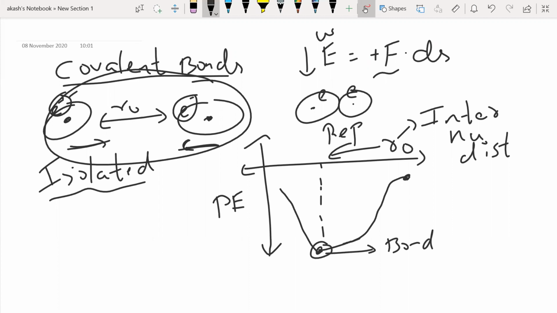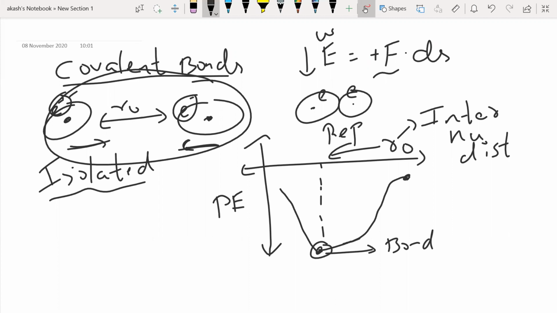Okay, hope you understand, right? This is the point where I have the minimum potential energy, maximum stability, and that is where I say a covalent bond is getting formed. So I hope you understand how the attractive forces exist between the atoms in a covalent bond. Cool. So this is the overall part.